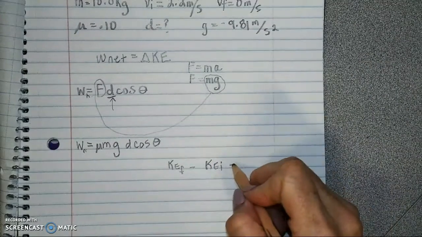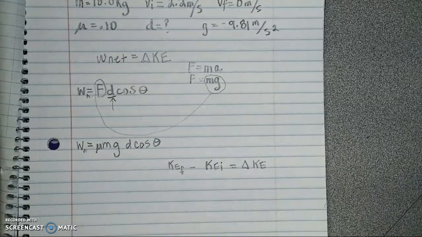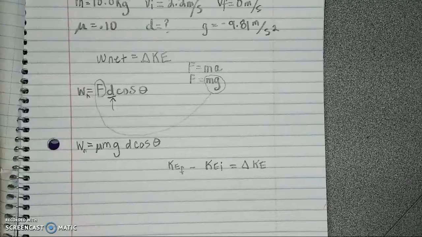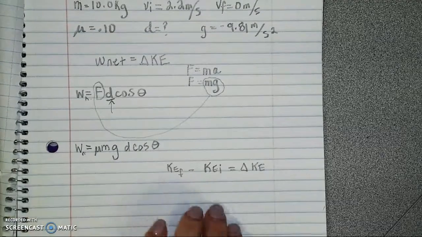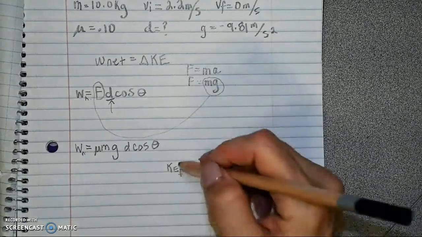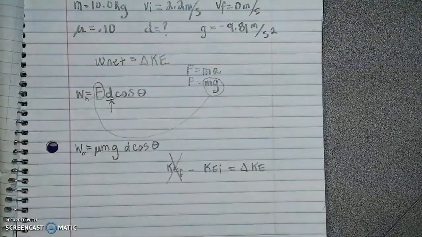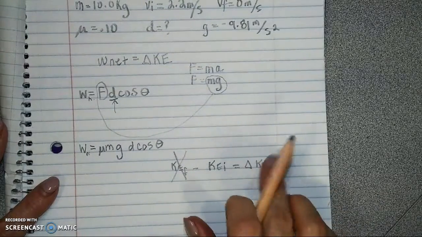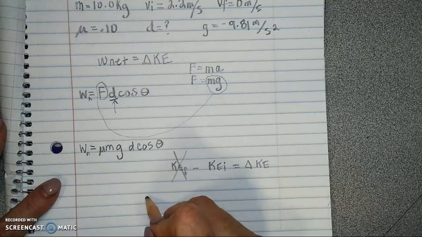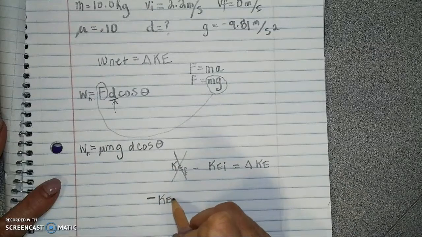That would be delta KE. Now, kinetic energy is energy of motion. So if the sled is in motion, it has kinetic energy, but as soon as it stops, it doesn't. So we know that our final kinetic energy has to be 0 because it's not going to be moving. So essentially, the change in kinetic energy of the system is equal to the opposite of the initial kinetic energy.